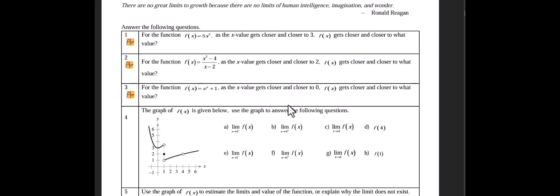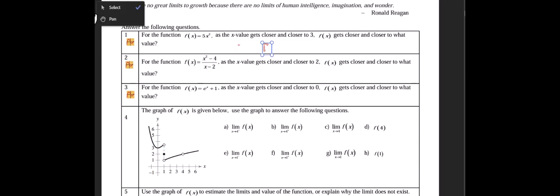Okay, so first few are pretty straightforward. I don't think you had any problems with these. So as the x value gets closer and closer to 3, f of x gets closer and closer to 5 times 9, which is 45. So that is not a problem. I have this where I can write, so you'll just have to hear me talk. Alright, so the second one you did fine with each of those, so you did fine when you had to factor and find it.